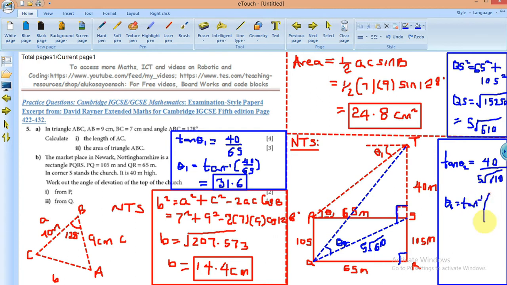Okay, I just need to manage my calculator. 40 divided by 5 root 16. Sorry about that. So theta 2, I just plugged everything into my calculator now. Okay, so arctan of that. That's pretty good. Yeah, that's pretty good. So nice one. That's the solution.